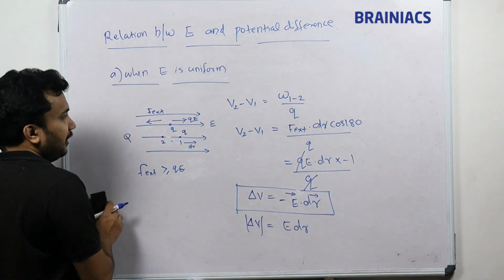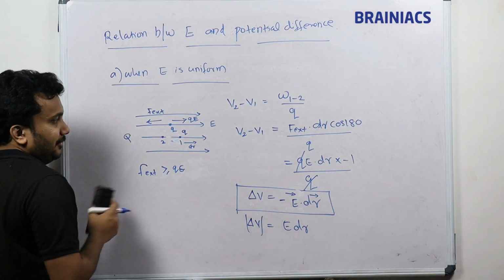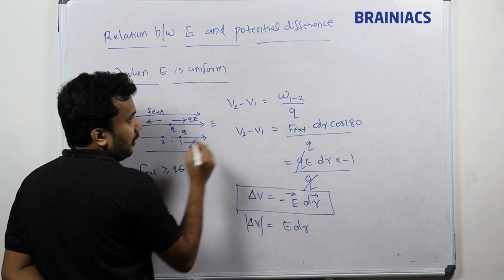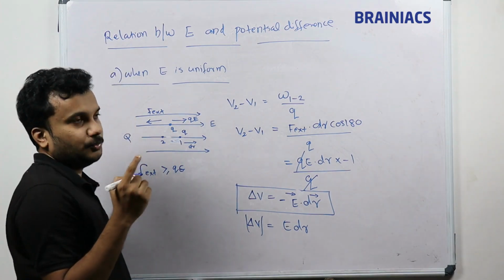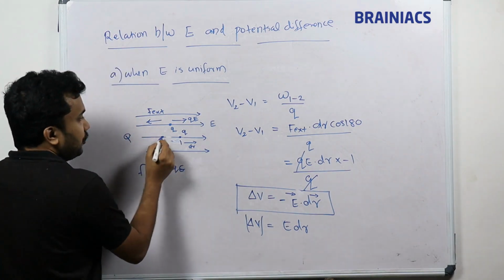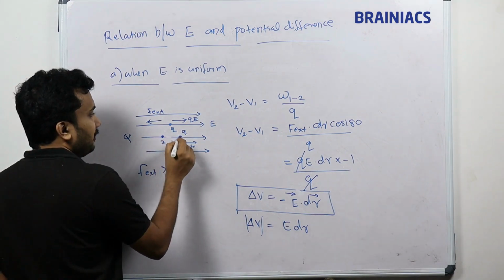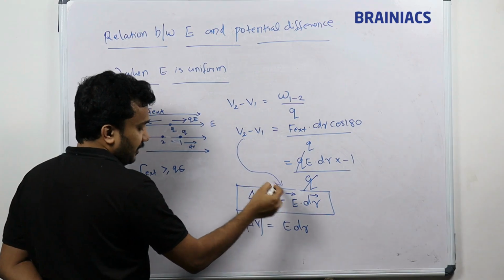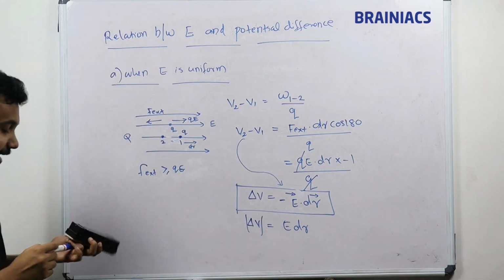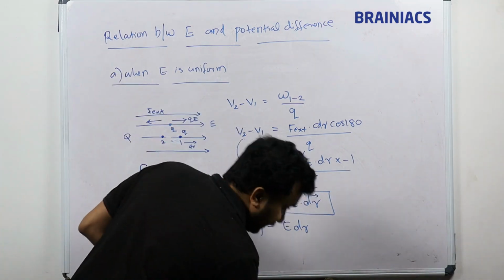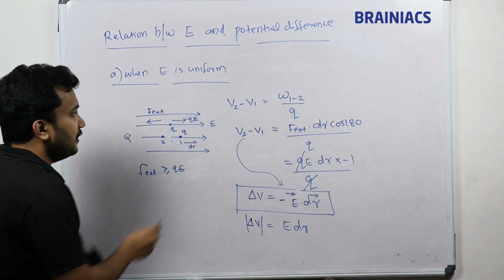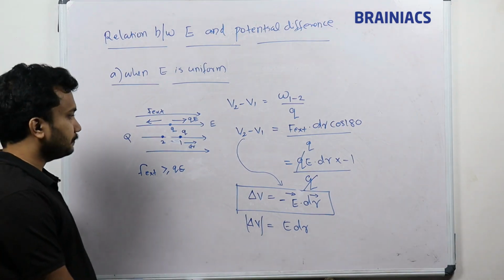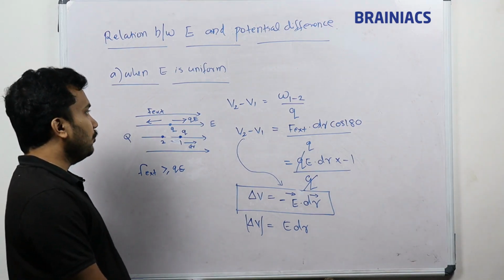Okay, this is one point. And another difference: you can see I have taken 2 points here. Here we are going to write one important point. V2 minus V1. If you see V2 minus V1, what are you getting? You are getting a negative value. If you are getting a negative value, does it mean V2 is higher or V1 is higher? Can you tell me?